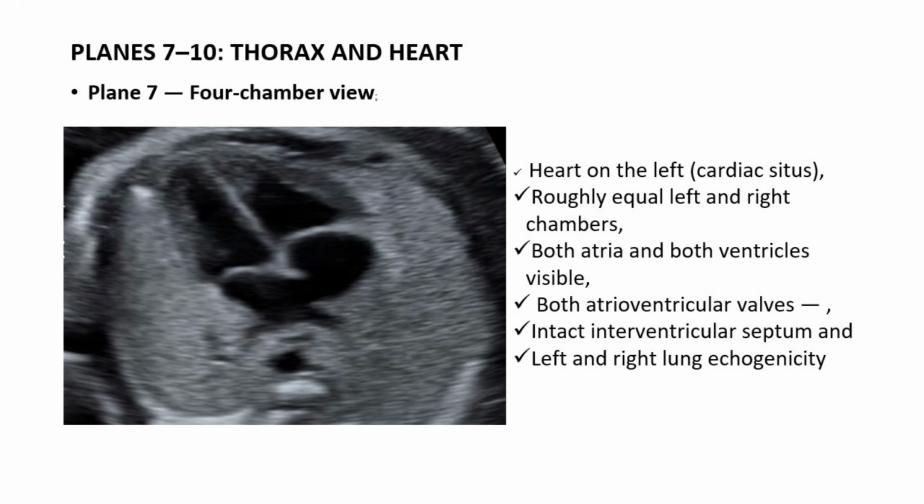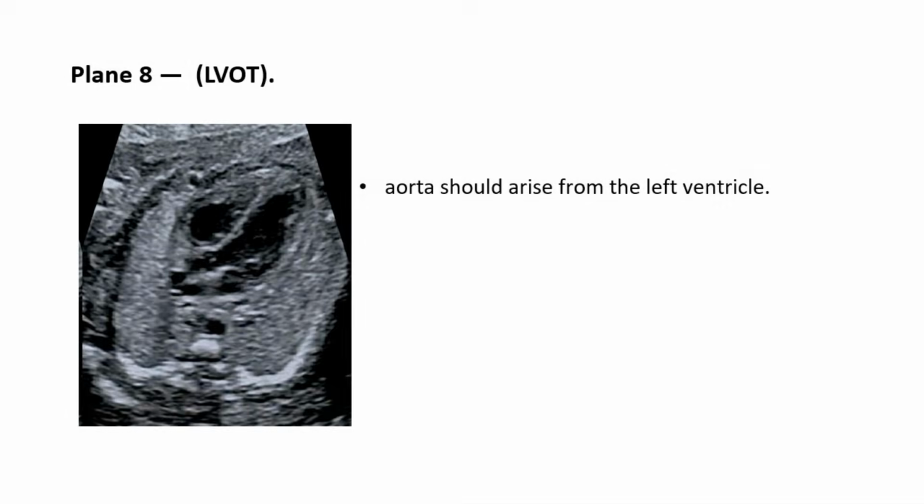Plane 7, 4-chamber view, the foundation of every cardiac screen. Confirm heart on the left, cardiac situs, roughly equal left and right chambers, both atria and both ventricles visible, both atrioventricular valves, mitral on the left, tricuspid on the right, intact interventricular septum and left and right lung echogenicity. Any echogenic mass?